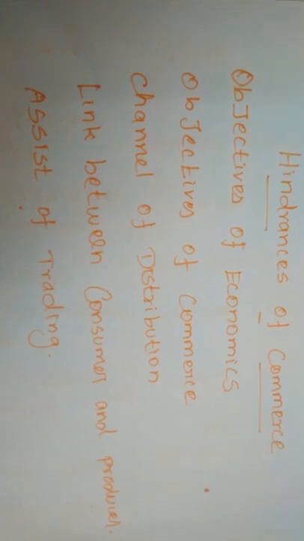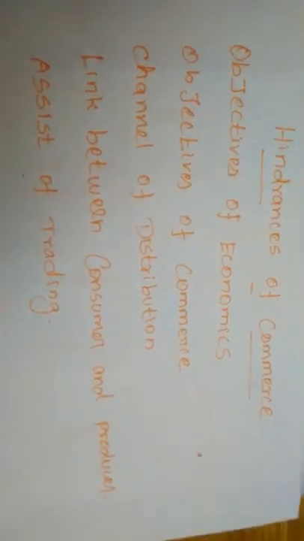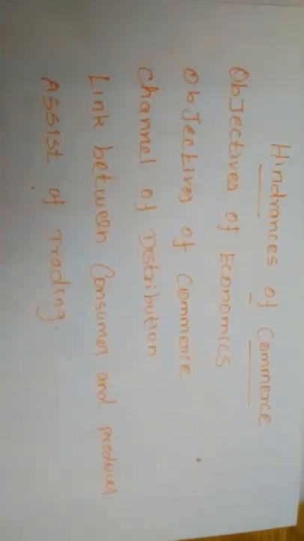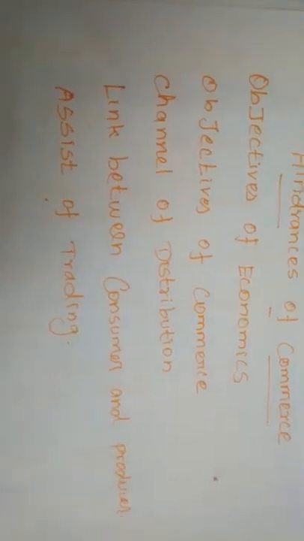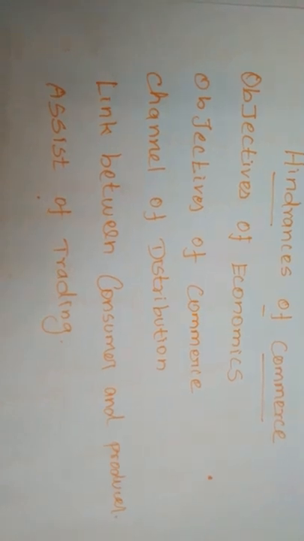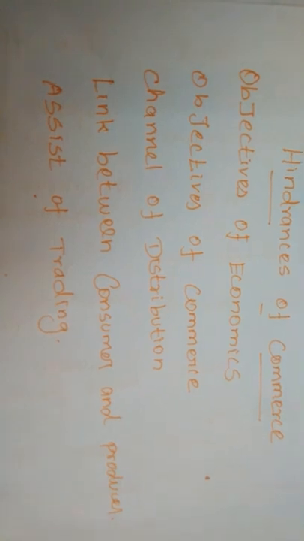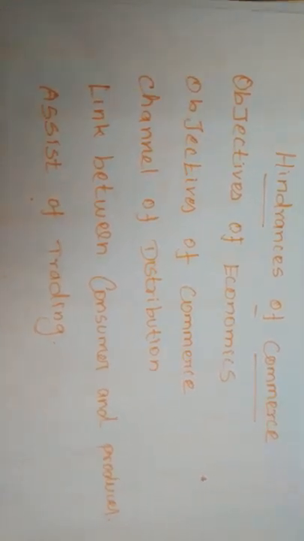Next is the lack of direct contact between producer and consumer. If there is an absence of direct contact between the producer and consumer, the barter system will come to an end. It will not move quickly. Next one is the lack of surplus stocks. Both the buyer and the seller must have surplus stocks.